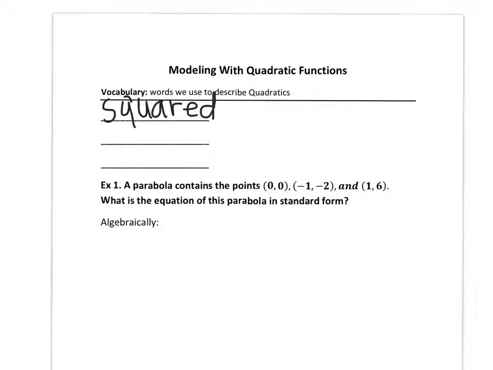Okay, so we know a quadratic is something where the highest power is an x squared term. Okay, we also know that the shape of the graph of a quadratic is a parabola.